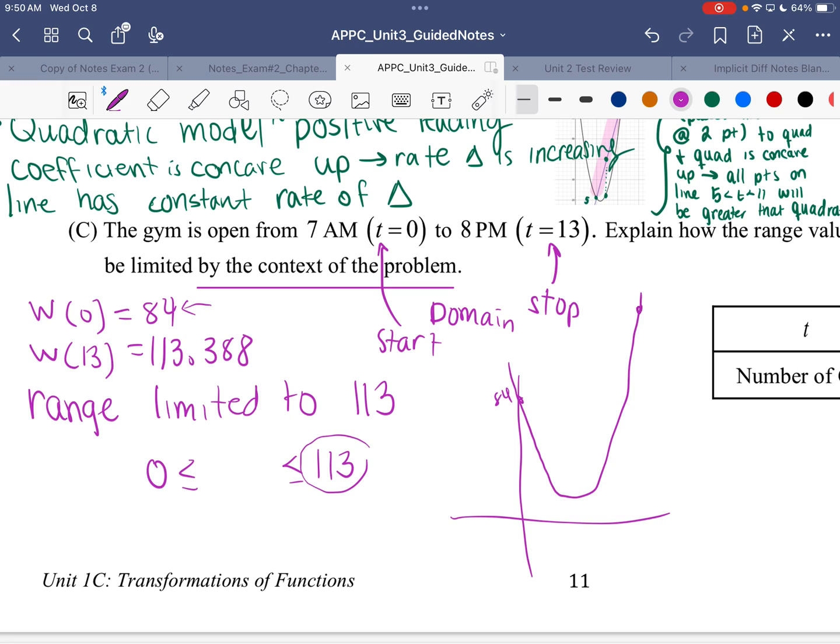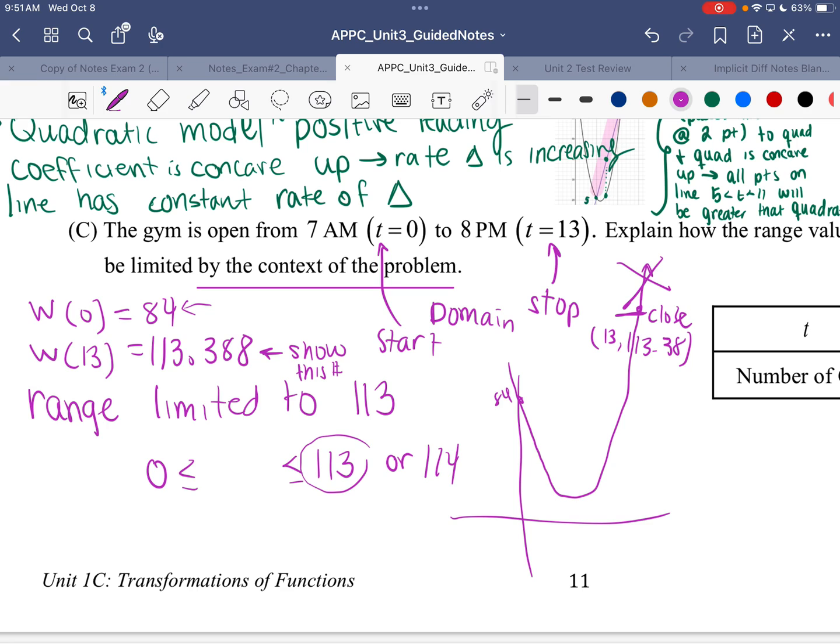And then 113 is when we close. Our model is going to keep going forever, but we have to say this is not existing. The gym is closed. Nobody could actually be inside the gym after 113.38 people. So the max here, because we had to shut it down, was either 113 or 114, whatever one you feel called to. Make sure that you show this number in your work.